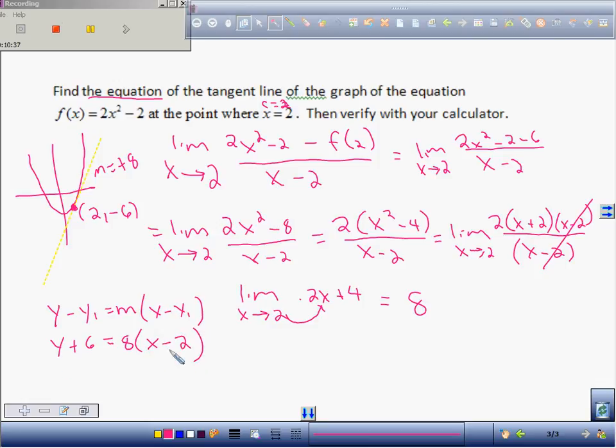And that is the equation of the tangent line at that point. If you want to rewrite that in standard form, which you don't have to, this is pretty good, but that's equal to y equals 8x minus 16, minus 6 more makes minus 22, right? So that would be the equation of that tangent line. And if I plug that into my calculator, I would, what?